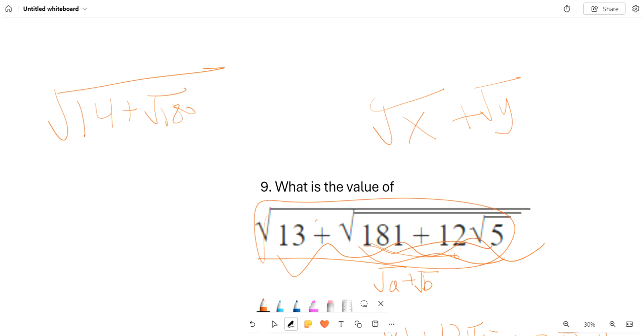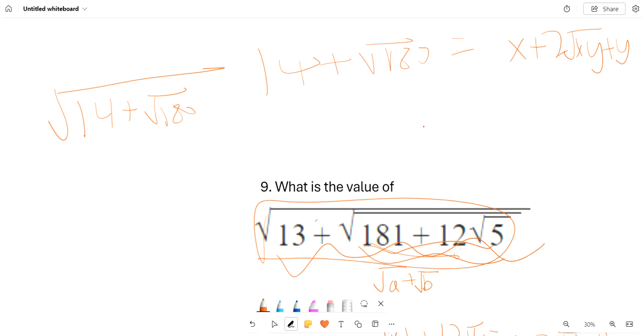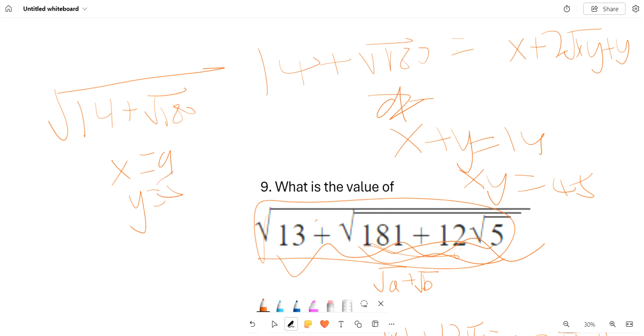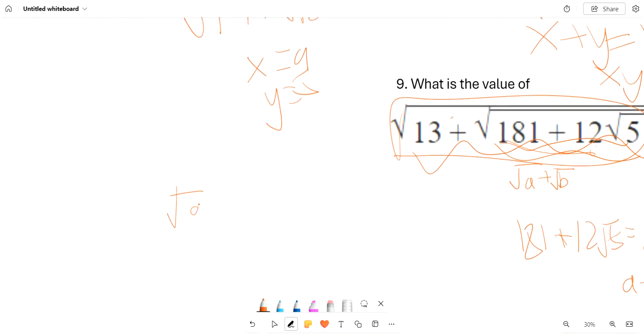So squaring both sides, we get 14 plus 1 root 180 equals x plus 2 root xy plus y, and we get that x plus y equals 14 and xy equals 45. We get that x equals 9 and y equals 5. So the answer is just root 9 plus root 5, which is 3 plus root 5. So that's our answer.